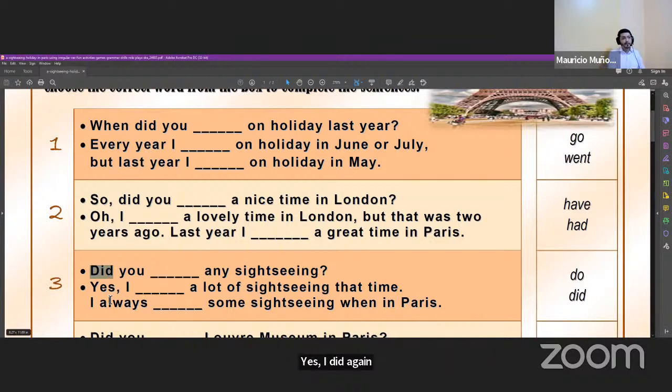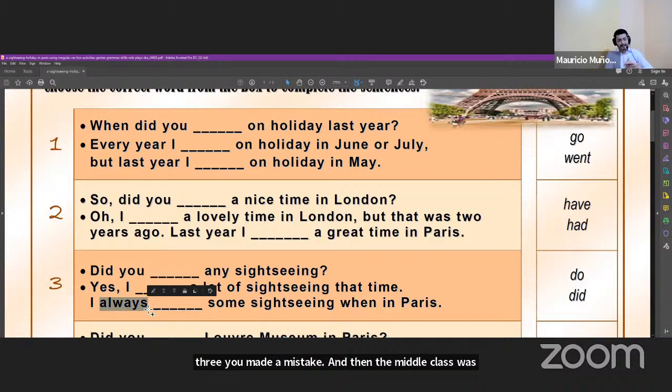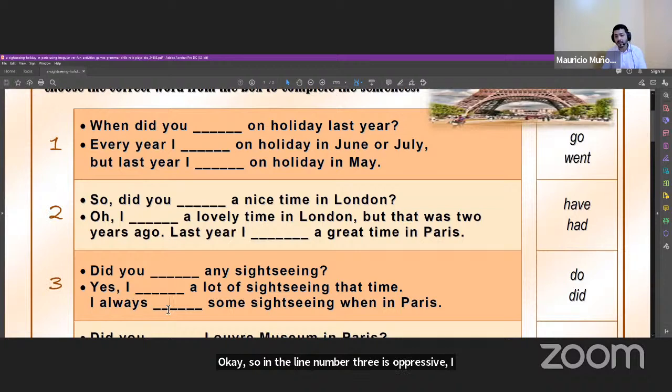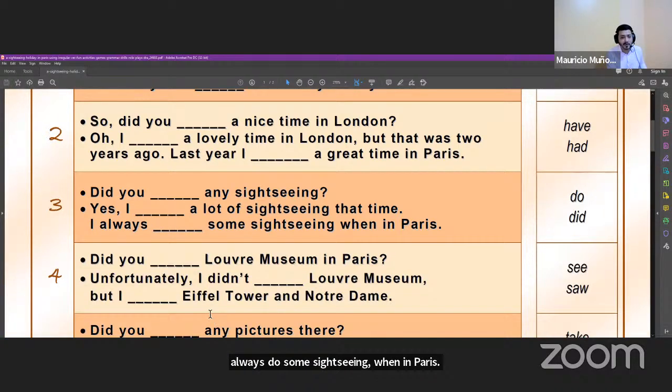But in the line number 3, you made a mistake. En la número 3, pues aquí sí te equivocaste. ¿Recuerdas, Miss Lady, los adverbios de frecuencia siempre, usualmente, algunas veces, rara vez, nunca? Pues esto nos da una idea que es present. Okay? So, in the line number 3 is the present. I always do some sightseeing when in Paris. Good. Let's move on. Number 4.